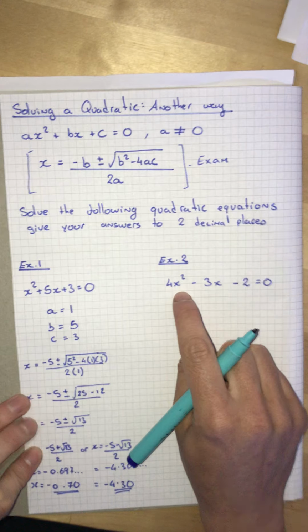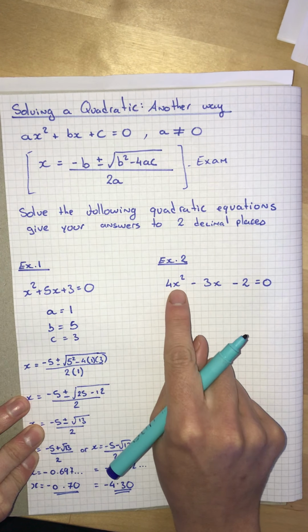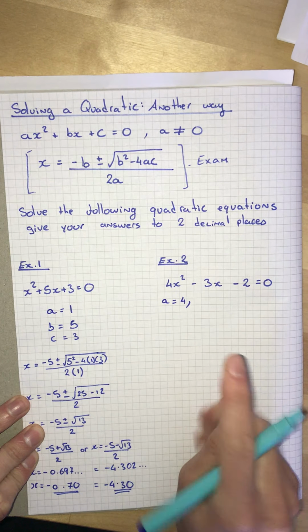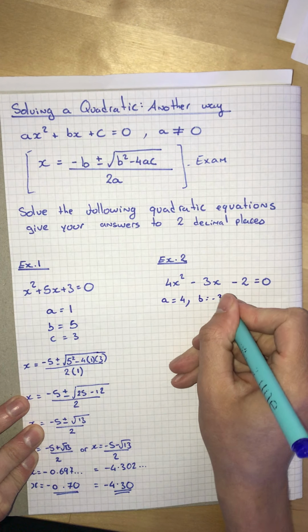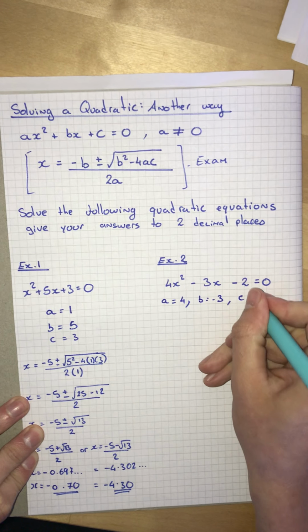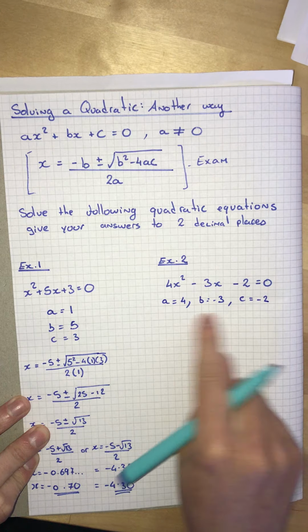So let's do another one. What's the value of a? So a multiplies the x squared, so that means a is 4. What's the value of b? It is negative 3 this time. And then what's the value of c? Negative 2. I nearly ran out of space there, so that's why I'm doing this a bit more small.